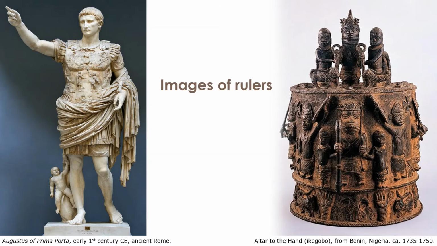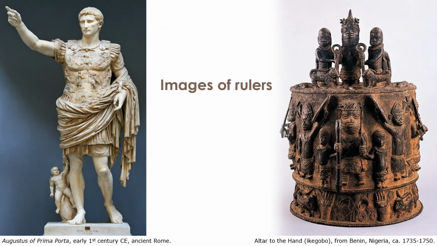Here, we're looking at two different sculptures of rulers. On the left side is the ancient Roman Emperor Augustus. It was made in the 1st century CE, and it's made of marble. On the right side, we're looking at the King of Benin, Nigeria. It's made of bronze and made in the 18th century CE. These two sculptures are portraying rulers, but in different times and different places.